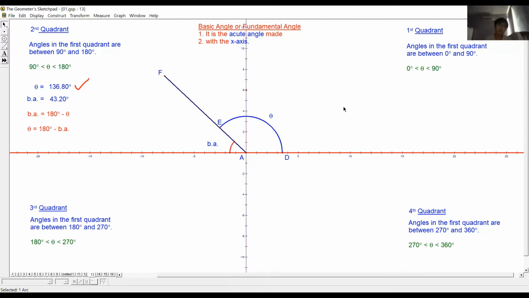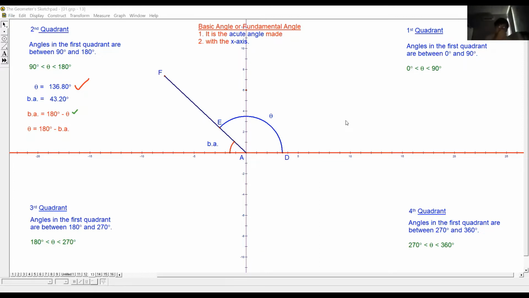Now you just look at the diagram here. I know the blue color line, and I want to get the red color angle. The blue color angle is the actual angle, 136.8. Now I want to know what acute angle it makes with the horizontal x-axis. It is this angle, the red color angle. How to get this one? You use 180 degrees minus theta.